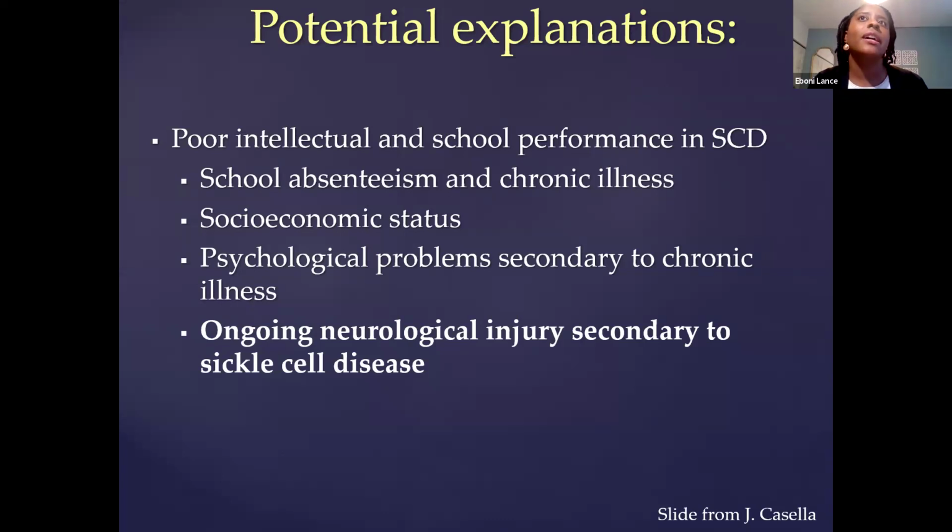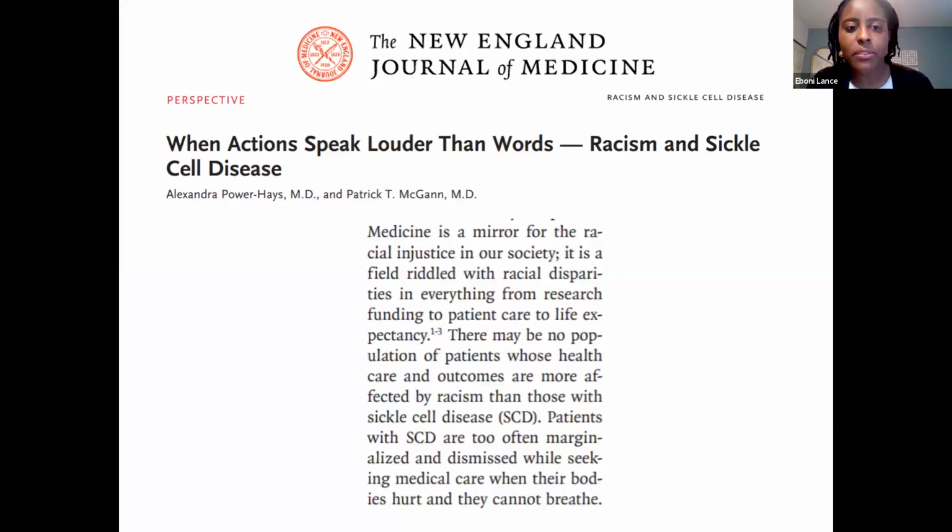But what has been overlooked in the past and is in the most recent decades starting to be focused on and noticed more is that these patients are actually suffering from ongoing neurological injury due to sickle cell disease. And that is predominantly what seems to be going on here, in addition to other factors. So some of those other factors are, again, making note of the fact that this disease affects people of color predominantly, not just in the United States, but across the world.